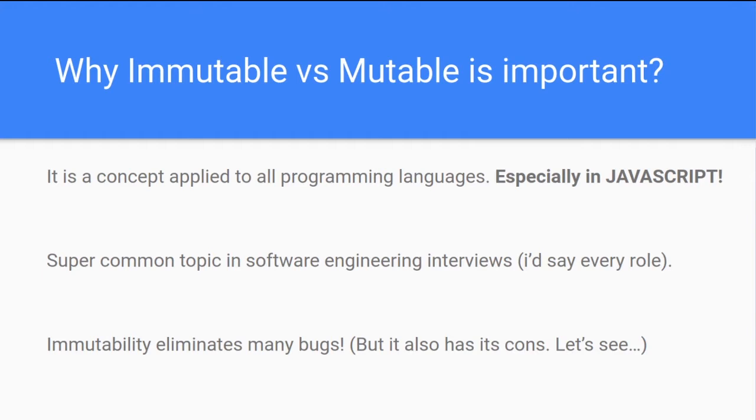So you have to know it if you want to have success as a software engineer or software developer. And if you don't know it in an interview, especially if you are mid-level or more, it's a red flag that you don't want to have for sure. Also, the concept of immutability has its pros and cons, but it eliminates many bugs. Let's see what are the advantages and disadvantages of each of them.